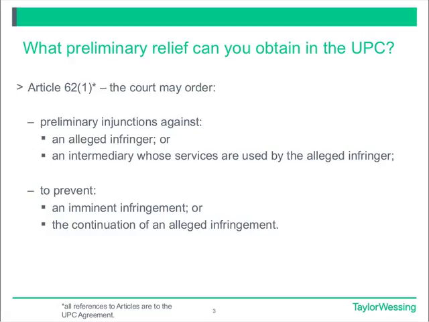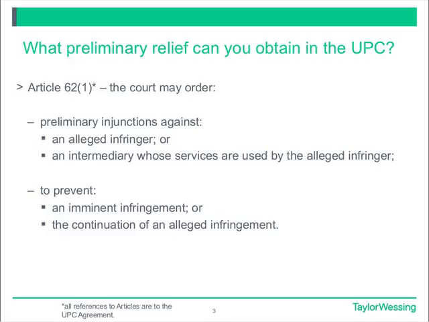A curiosity about the rules is that as well as preliminary injunctions being available against alleged infringers, the rules also say, and it's the second little bullet down the screen, that they're available against an intermediary whose services are used by the alleged infringer. Not entirely clear what that means. It could be read, on looking at it at first blush, to be quite broad. What's an intermediary after all?